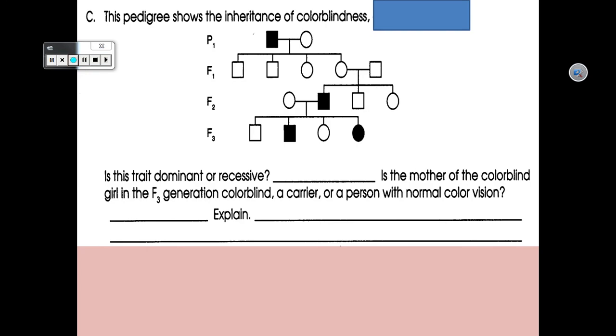Alright, let's look at the inheritance of color blindness. Out of the affected, you have 3 males and 1 female. So yes, it's found in both males and females, however, the majority is males. So this trait, for now, would be sex-linked. We'll talk about dominant and recessive in just a little bit. And it's sex-linked, again, because there's a majority of males over females.